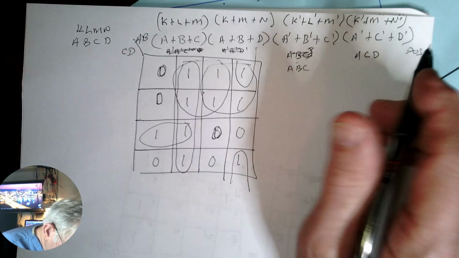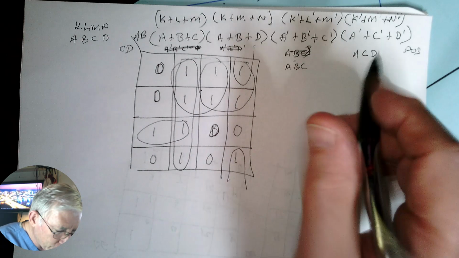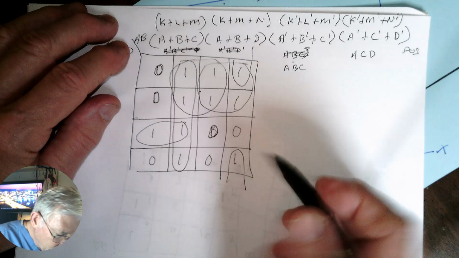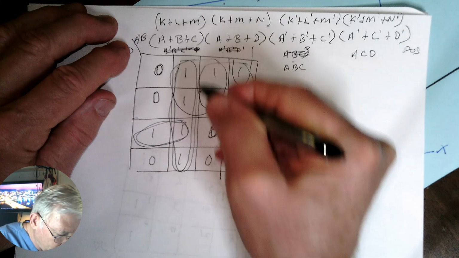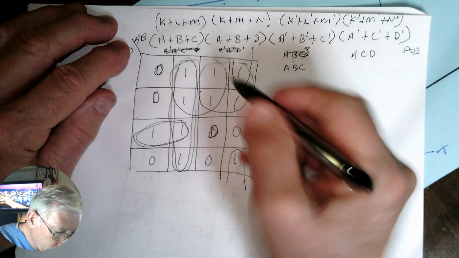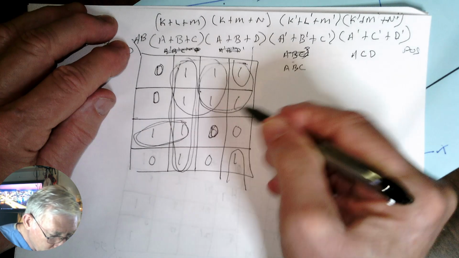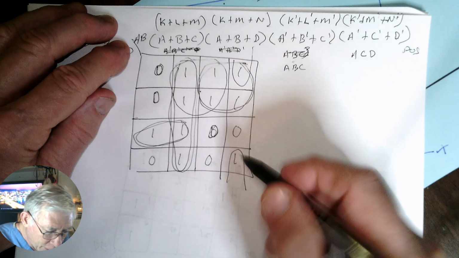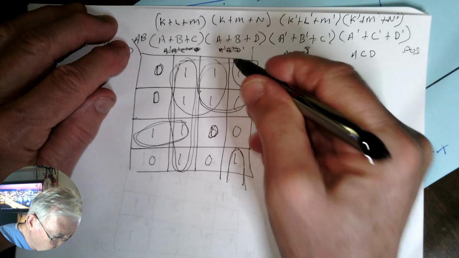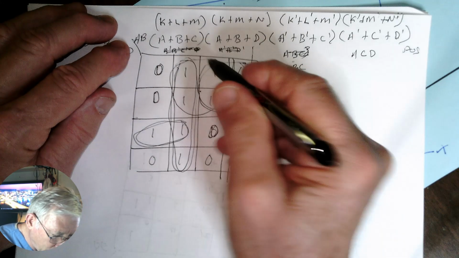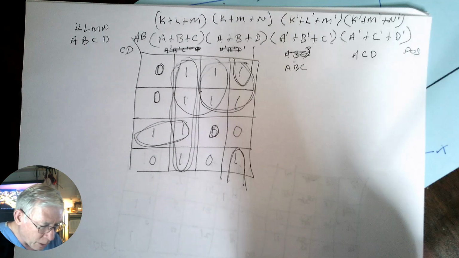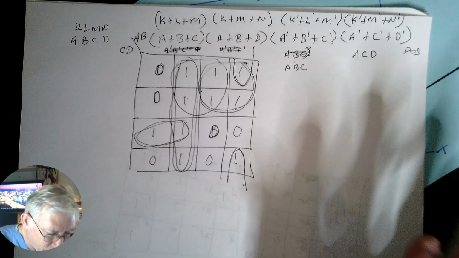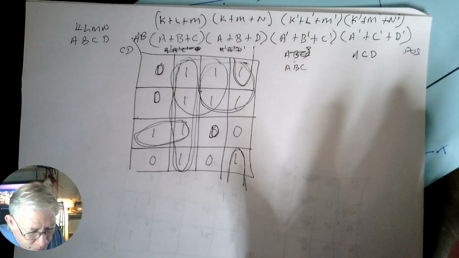But what do I actually need for the solution? I need this group of 2, this whole column, that group of 4. I need this group of 4 here in a block, and I need this group. So I don't need this group of 4 right there. I can leave that out because those ones are all covered by other loops. So that's a consensus term, which makes it a non-essential prime implicant.